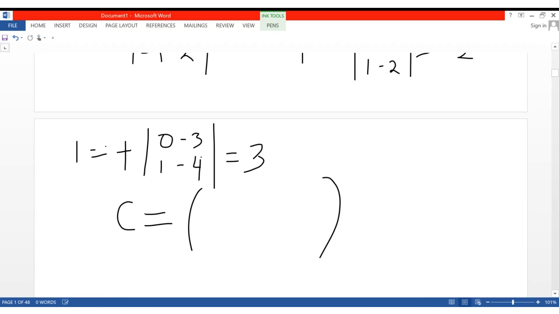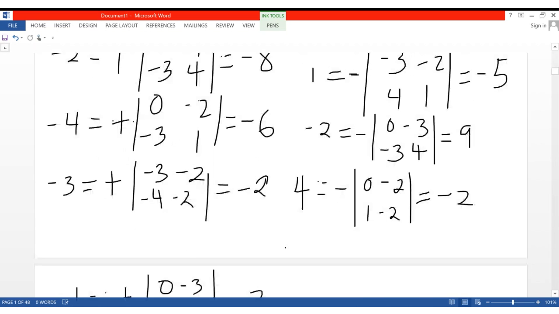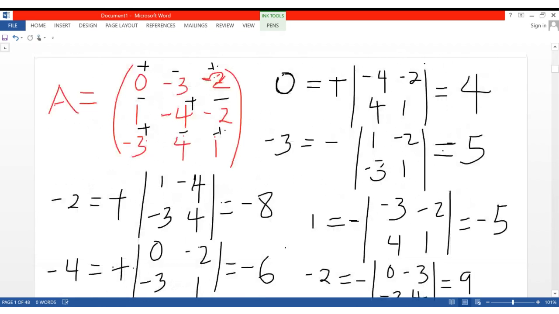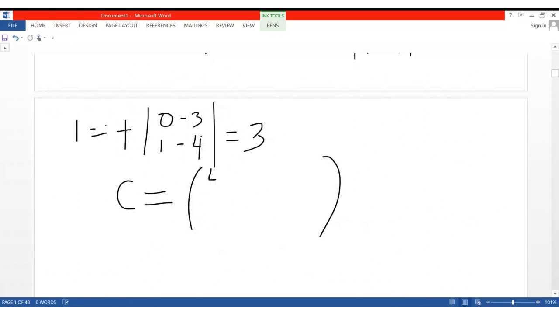The way I had done the entries, I was moving from left to right. So I'll just take the values that I got, from 0 to negative 3. The first ones I got were 4, 5, and negative 8. I was moving like that.